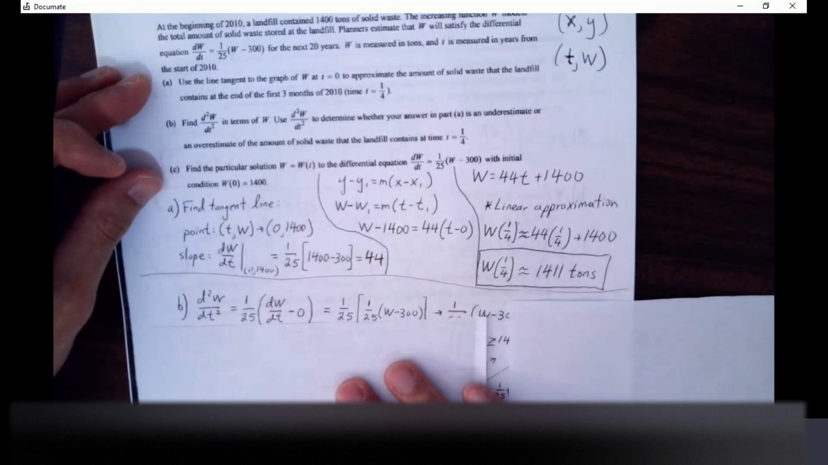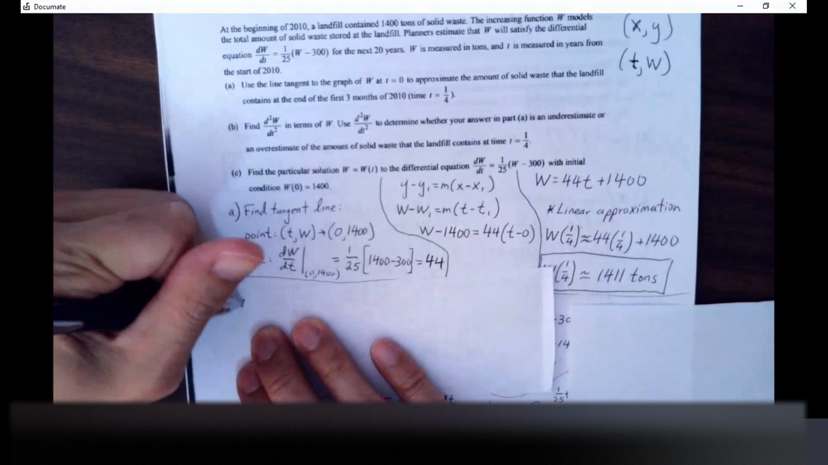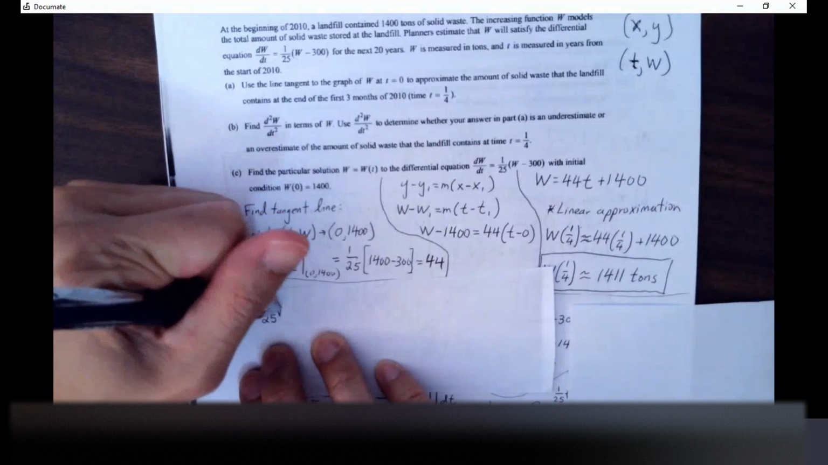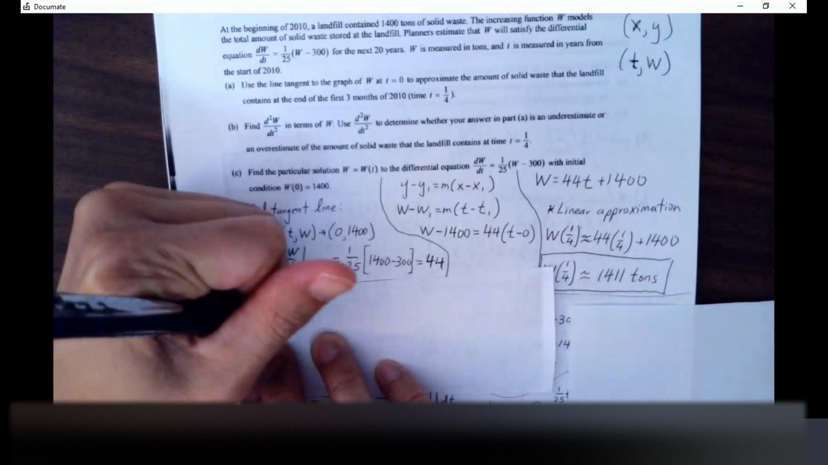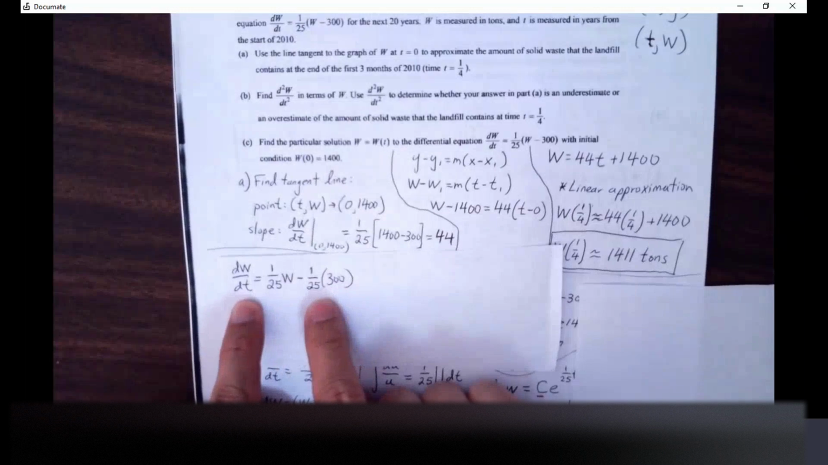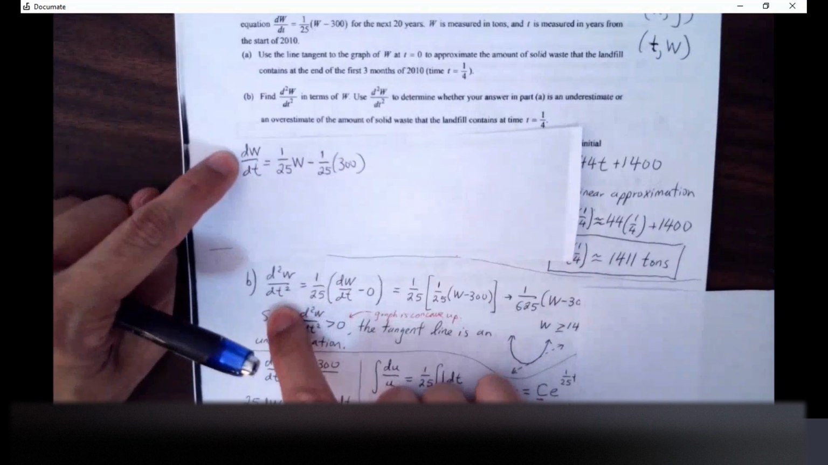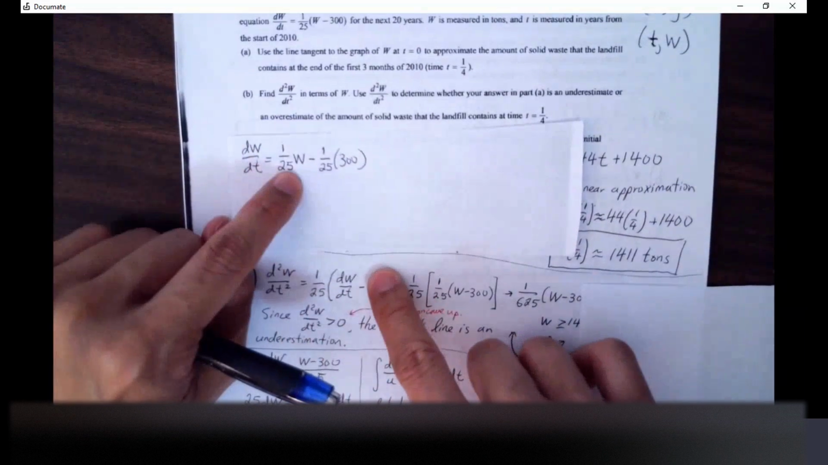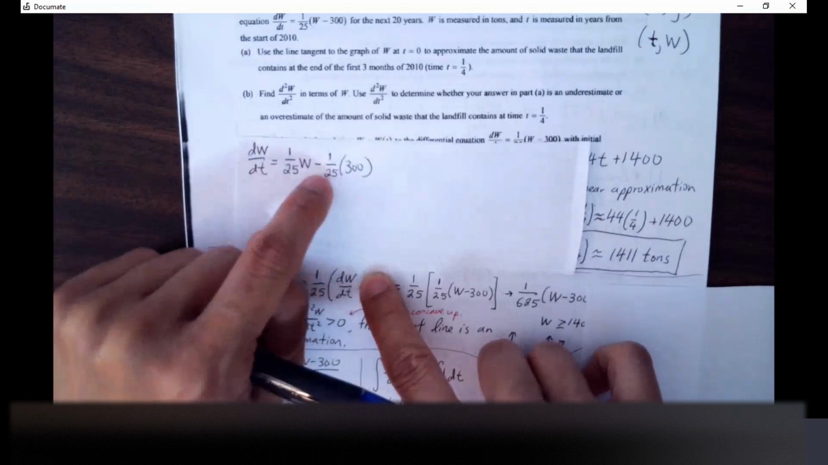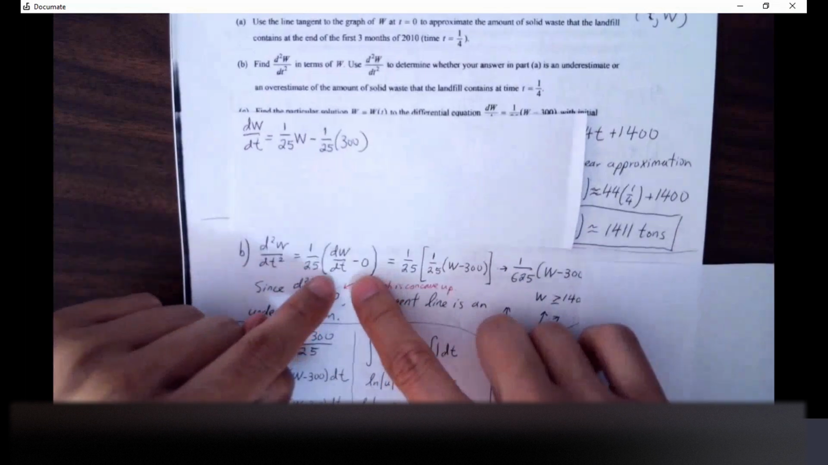If it helps, we can think of dW/dt as 1/25 W minus 1/25 of 300, if we distribute this through. And if I want to find the derivative, dW/dt will become d2W over dt2. That just indicates that I'm finding the second derivative. And for 1/25 W, we know that W will turn itself into dW/dt, and 1/25 is just going to tag along. But here, this is going to just become 0. So our second derivative is just going to be 1/25 dW/dt.